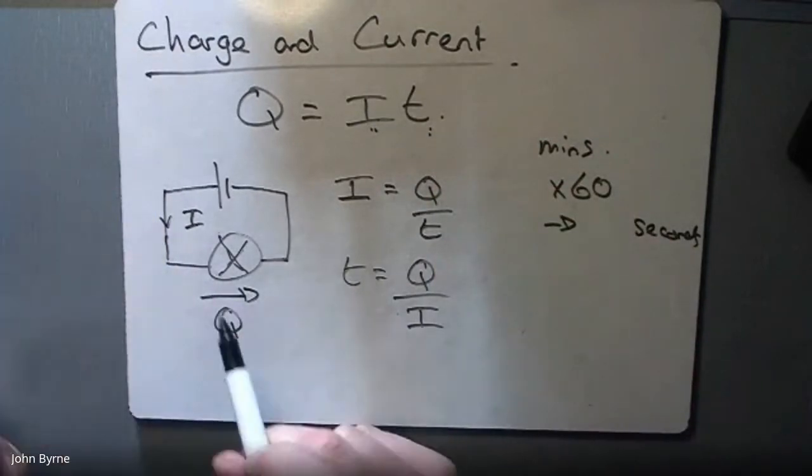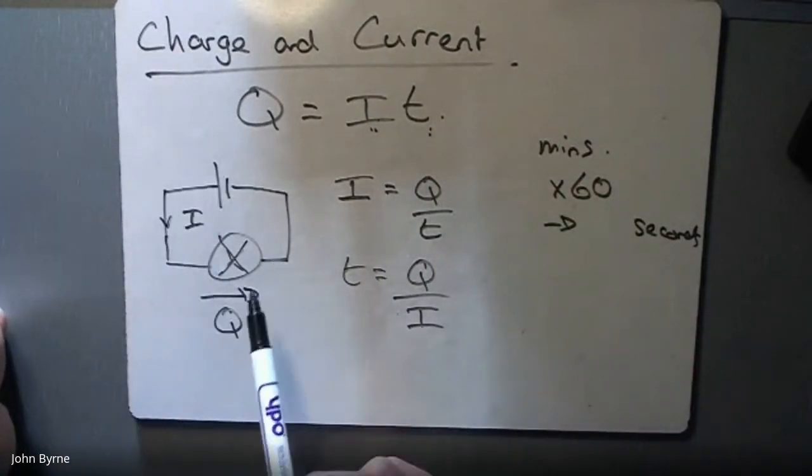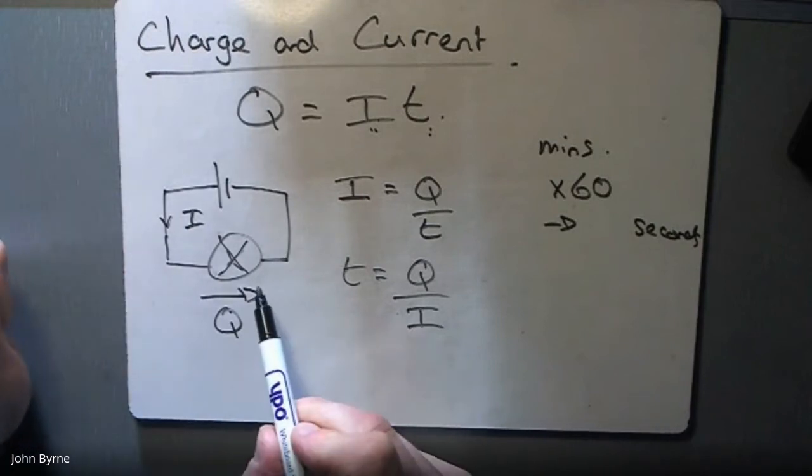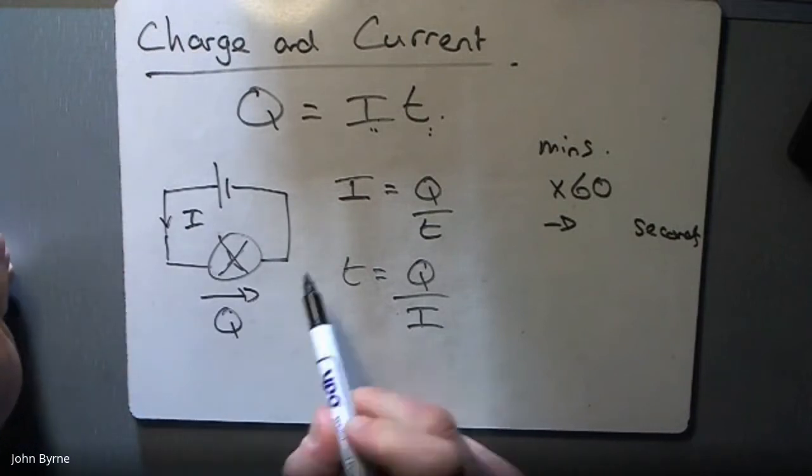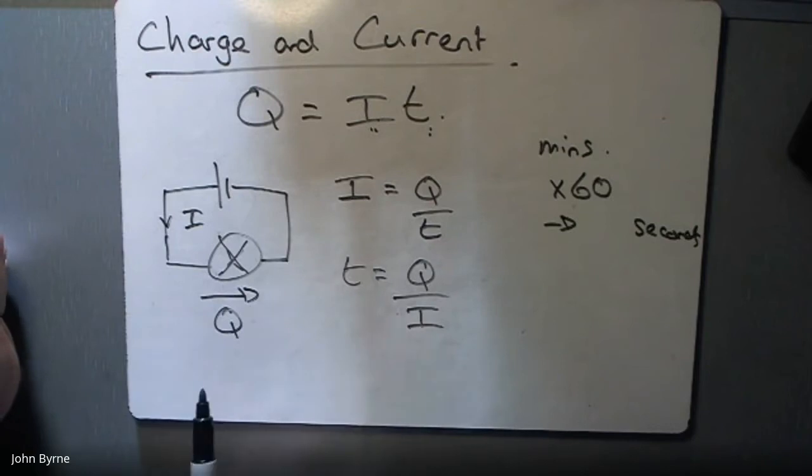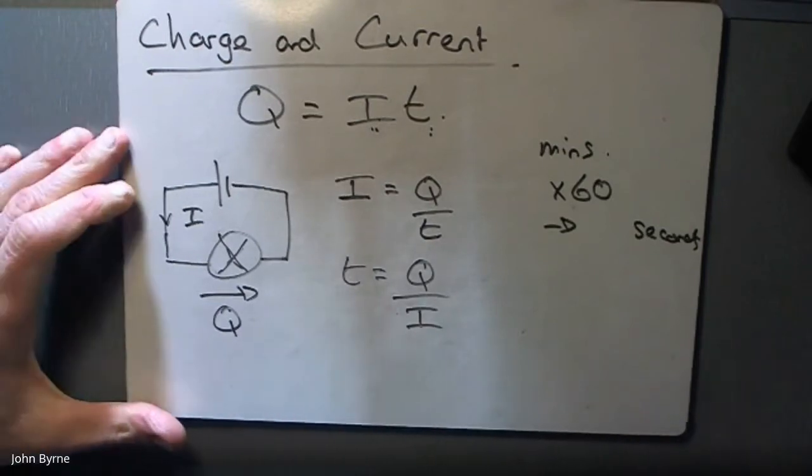And this is a context for it. With current flowing in a circuit, we might time on a stopwatch how long that current flows for, and we can work out the charge that's passed through that bulb in that time.